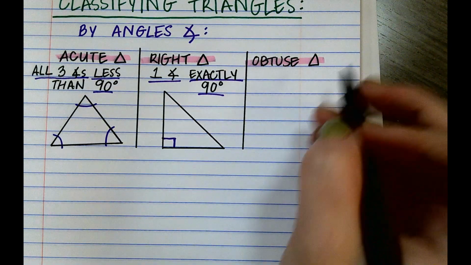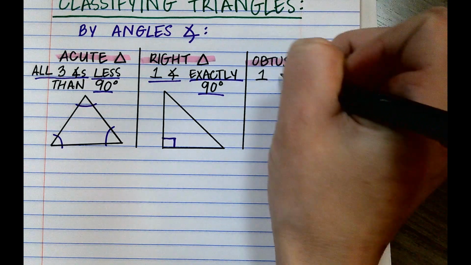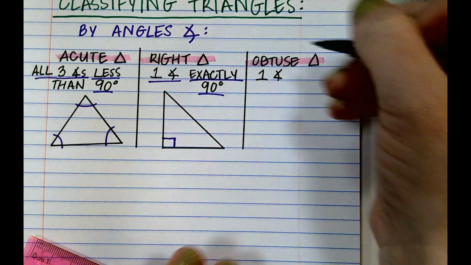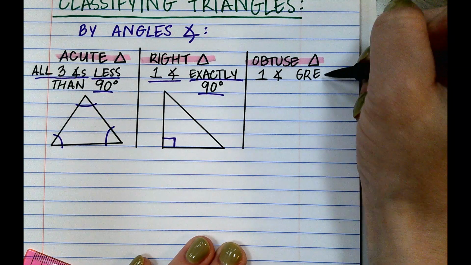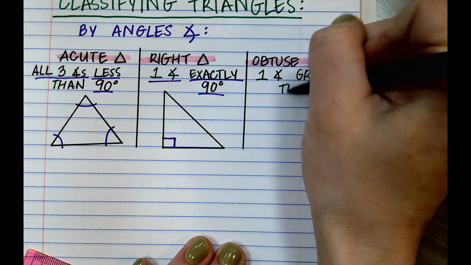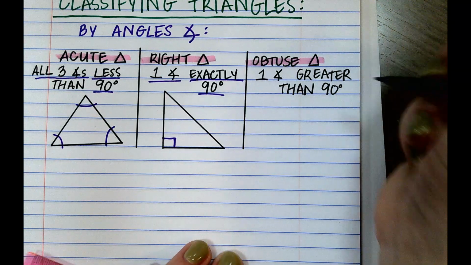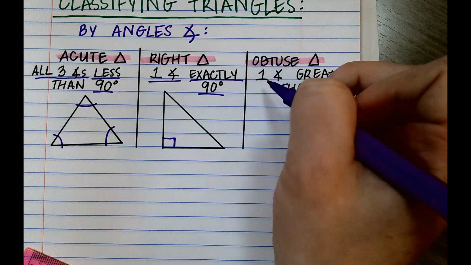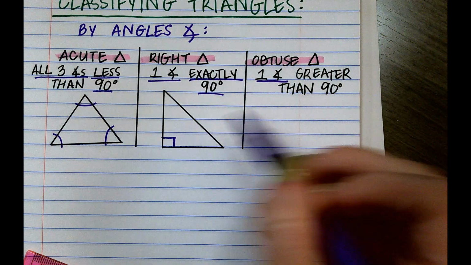Our obtuse is going to be a triangle with one angle bigger than 90 degrees, or greater than 90 degrees, right? Greater than 90 degrees. So 90 degrees is our reference. It's either bigger than 90, smaller than 90, or exactly 90.